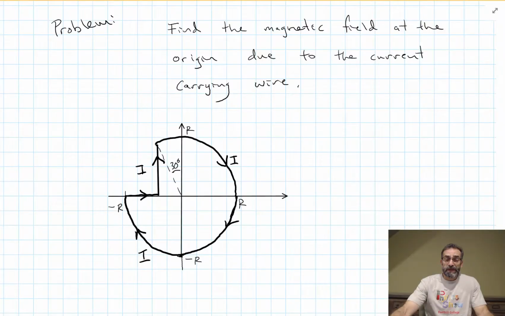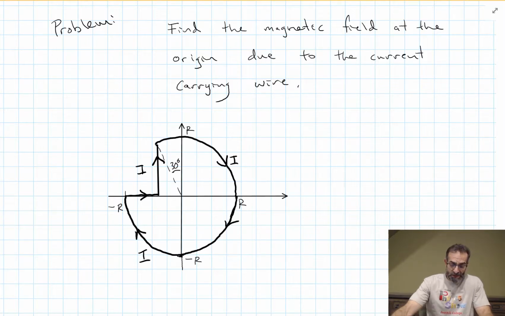Let's do this problem where we try to find the magnetic field at the origin due to this current carrying wire. Pause the video and try the problem on your own first. Now I'll work through the solution.